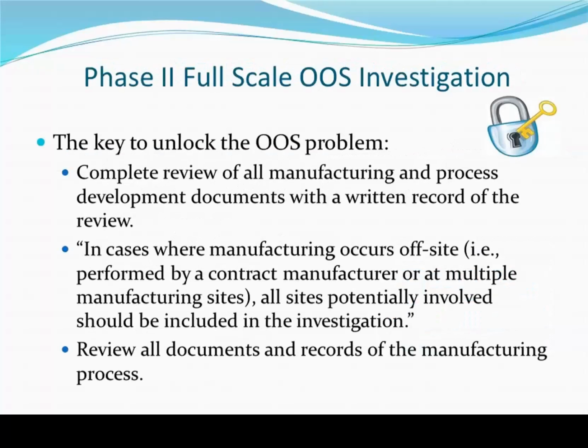Do a complete review of your manufacturing and process development documents with a written record of what you found. Maybe you have manufacturing that is also done off-site, perhaps with a contract filler or a contract fermenter or formulator. You want to make sure that those sites are involved in the investigation as well. Documents such as cleaning logs, batch records, of course, line clearance logs, training logs, all of those should be reviewed as part of this process.